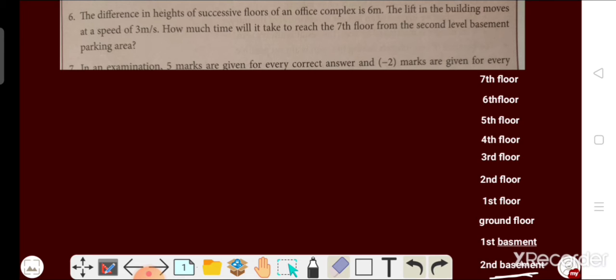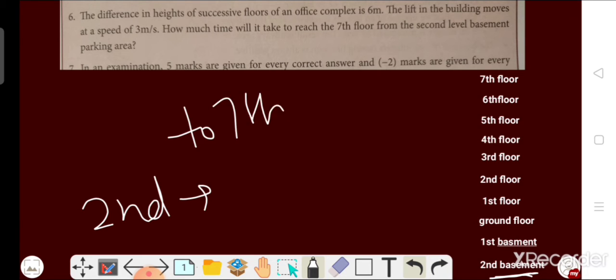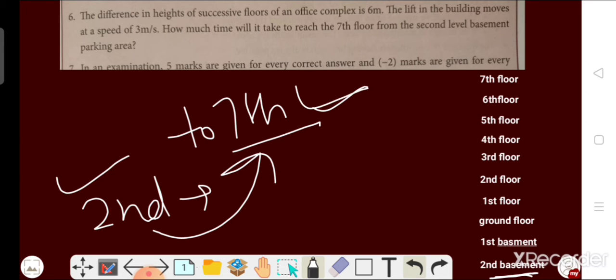How much time will it take to reach the 7th floor from the second level basement? We have to calculate the time taken by the lift in moving from the second level basement to the 7th floor. Firstly, we have to calculate the total distance between the second level basement and the 7th floor. How can we calculate? Look here.